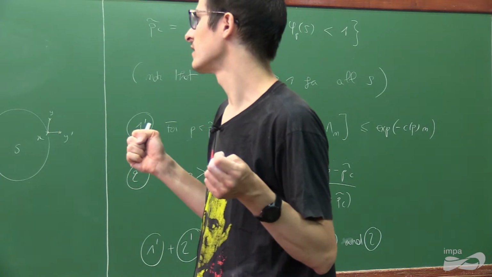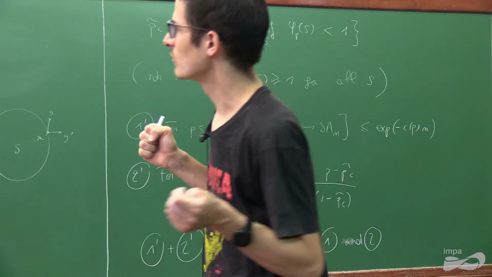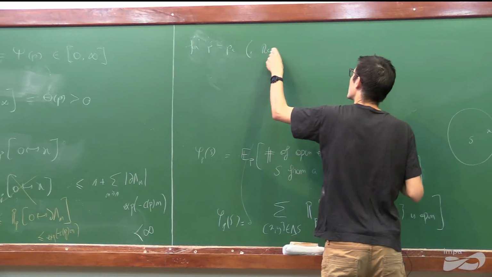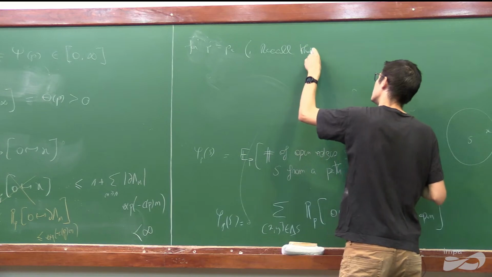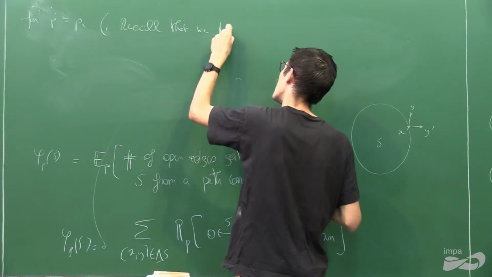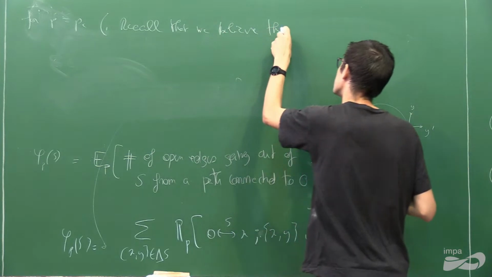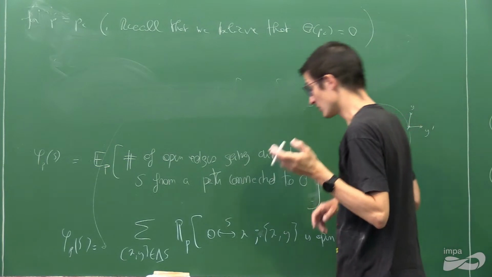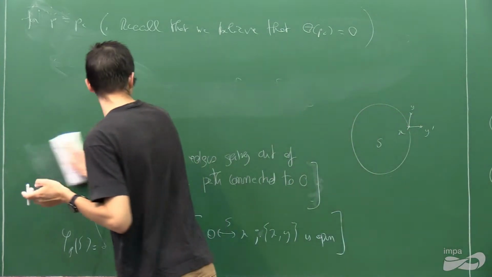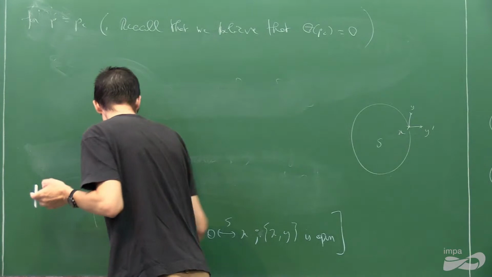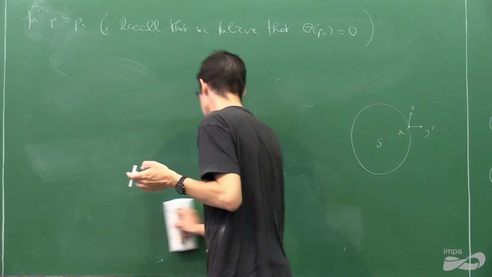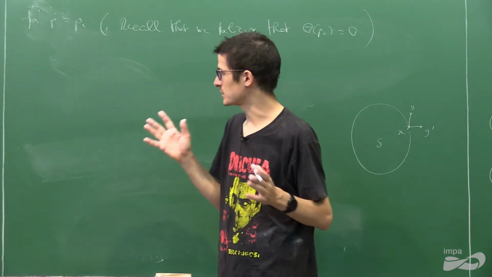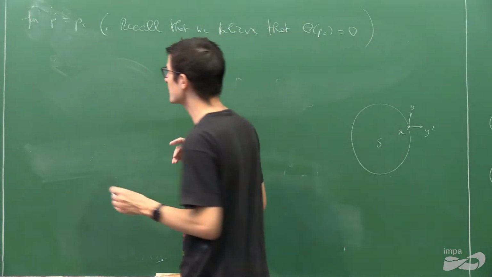But so what should happen for p equal p_c? We recall that we believe that theta p_c is equal to 0. So what will happen is that we believe that the cluster is almost surely finite, but actually its size has infinite expectation. And how do you prove this?